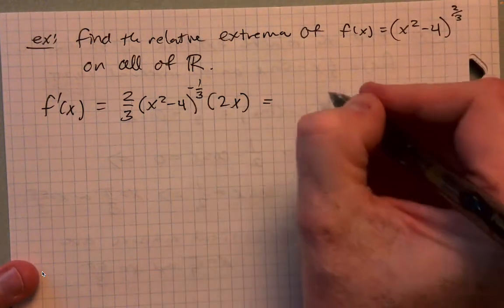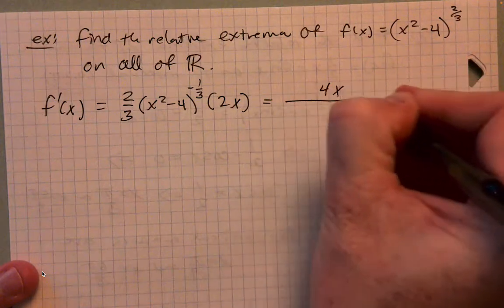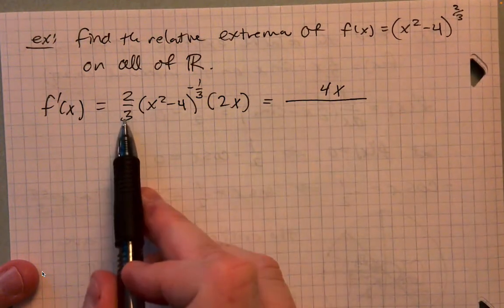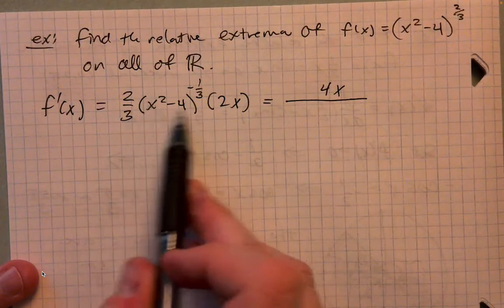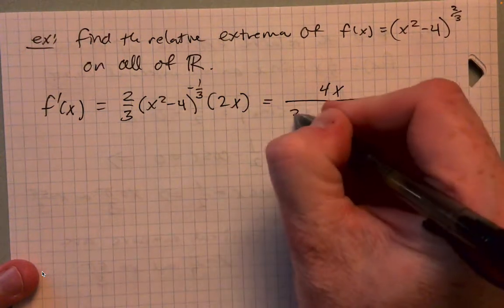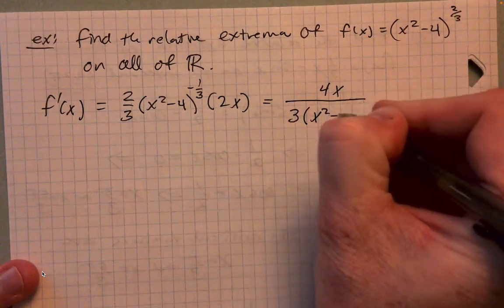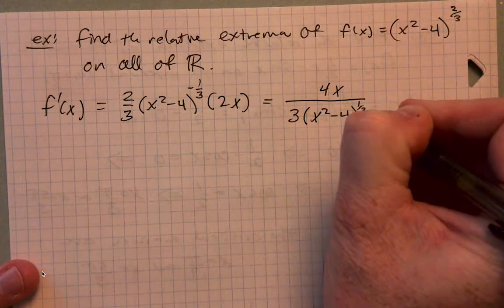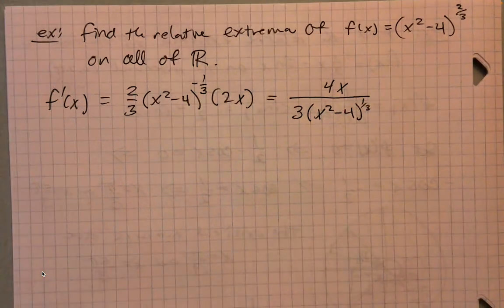That's what the derivative looks like, but we can clean this up a lot. Multiply the 2's together, and you get a 4x, and then down below it would be 3 times x squared minus 4 to the 1/3 power, like that. So that is our derivative.